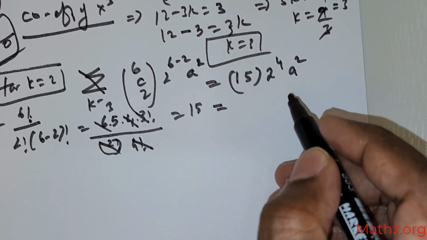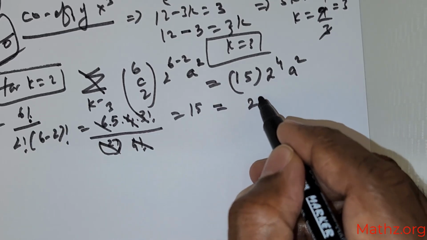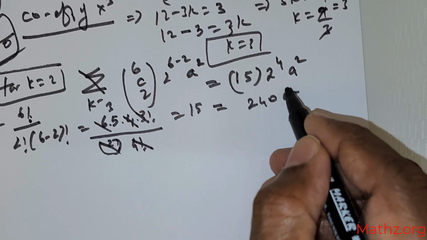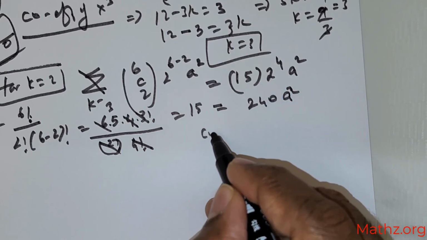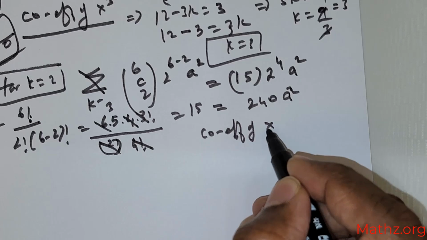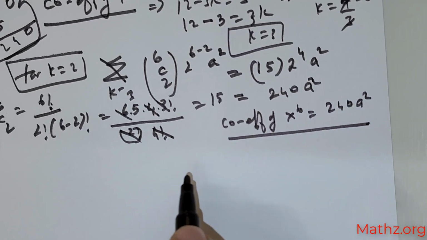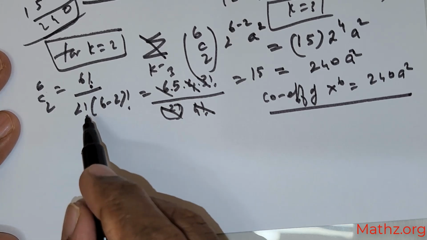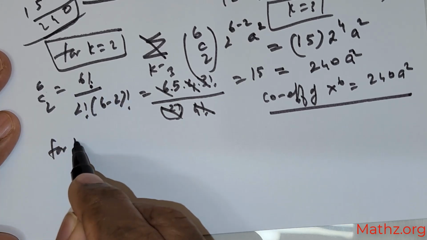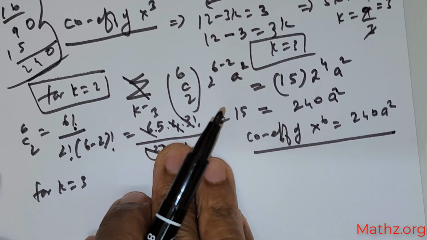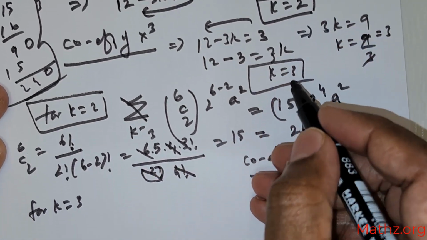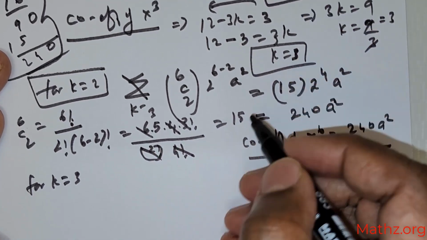So you have 240 times a squared. So what is this? This is the coefficient of x to the power of 6. It's 240 times a squared. Now we are looking for x to the power of 3. So this one is for k is equal to 2. Now we need to get the k is equal to 3.